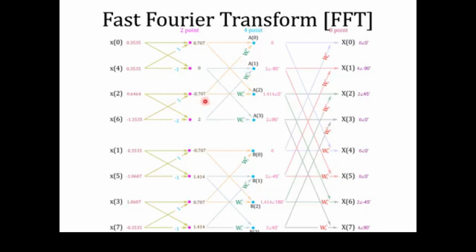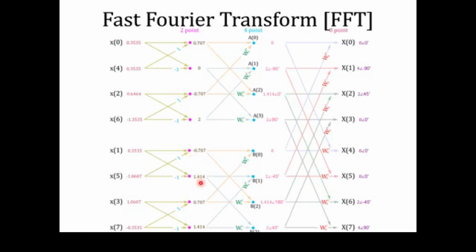You can also verify it through your calculator. Now let's come to this output. Here we are adding 0.6464 and minus 1 into minus 1.3535. So it is basically 0.6464 plus minus 1 into minus 1.3535. So the answer will be 2. Similarly, this sample is calculated by adding 0.3535 plus 1 multiplied by minus 1.0607. So the answer will be equal to minus 0.707.